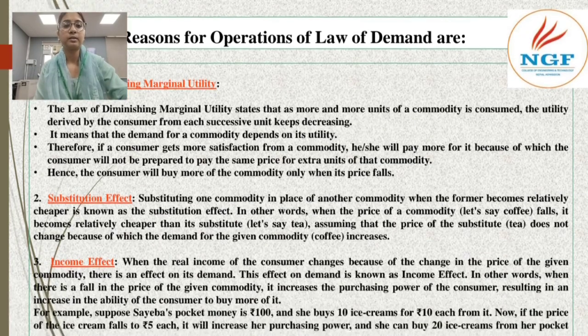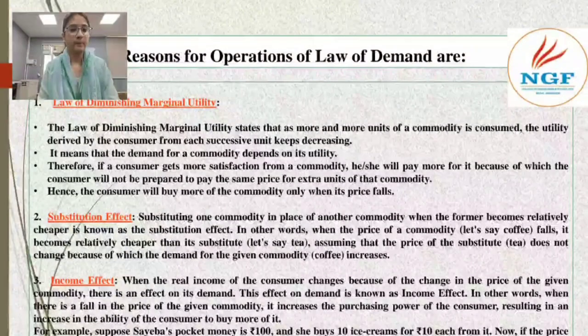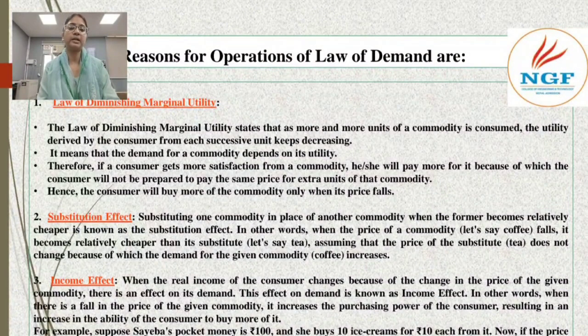Okay, next is the reasons for the operation of the law of demand. First is the law of DMU, second is the substitution effect and the income effect. We will discuss it later in detail.